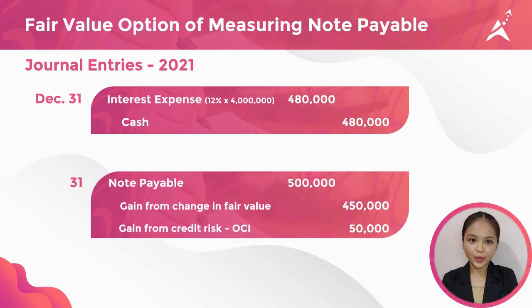On December 31, we will record the interest by debiting interest expense of 480,000 pesos. To compute for the interest expense, we will just multiply the 12% interest rate by the fair value of the note of 4 million pesos. And then, we will credit cash for 480,000 pesos as well.